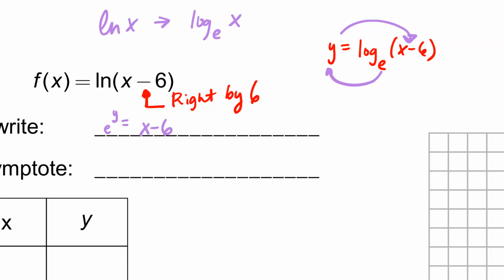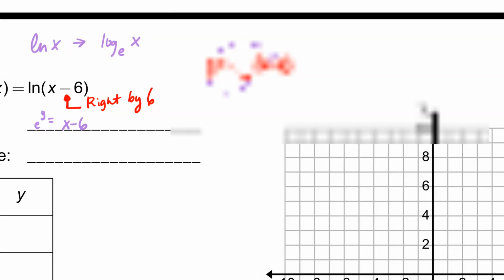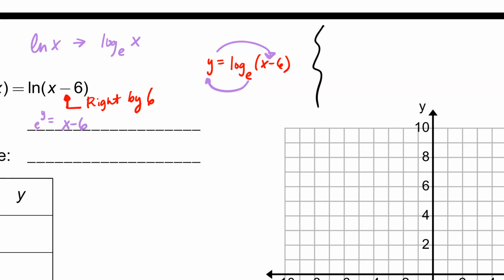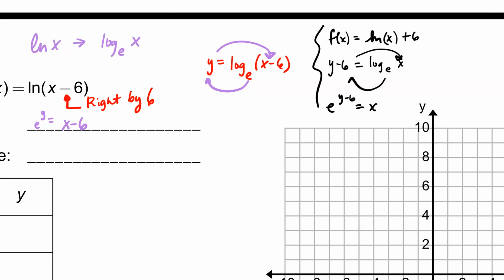Now, if this 6 was on the outside, you'd have to move it to the other side before you do the whole thing. I hope this doesn't confuse you. If this was f of x equal to ln of x plus 6, there's no parentheses, it's outside. You'd have to move the 6 over, so y minus 6 is equal to log base e of x. So then you would have e to the y minus 6 is equal to x. It's just order of operations. You got to get the logarithmic part by itself first.